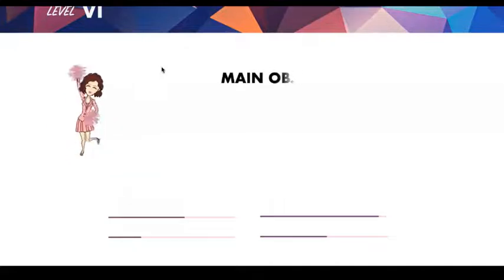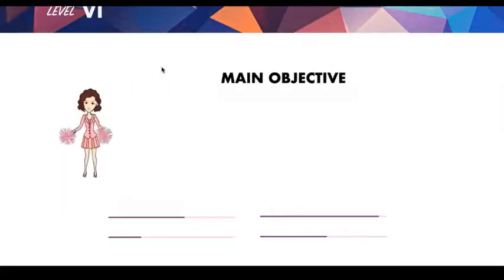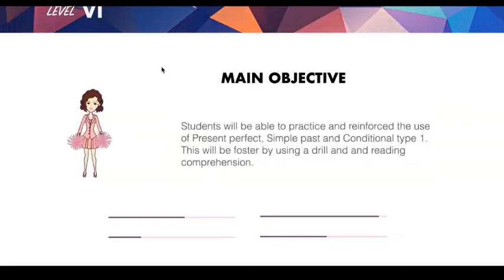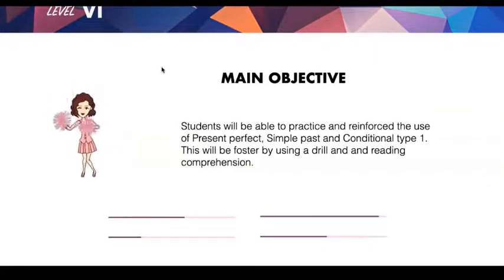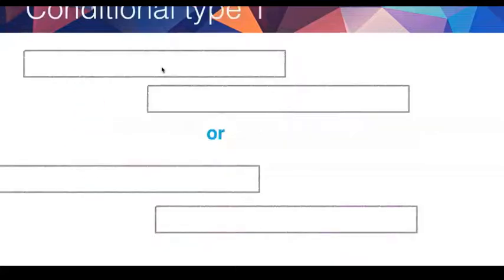First, guys, it's important to know that the main goal of this session is that your students will be able to practice and reinforce the use of present perfect, simple past, and conditional type 1. We're going to do this with a drill and reading comprehension.